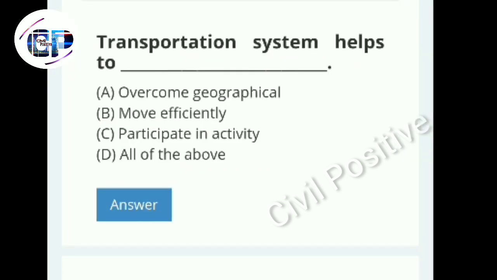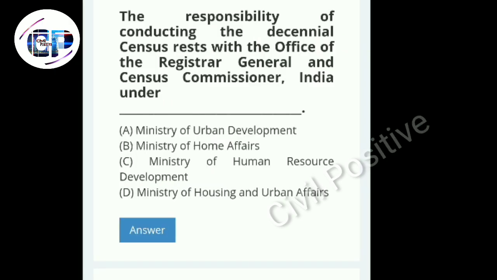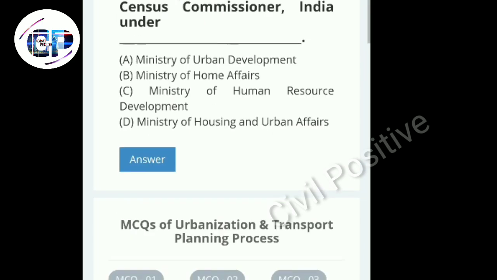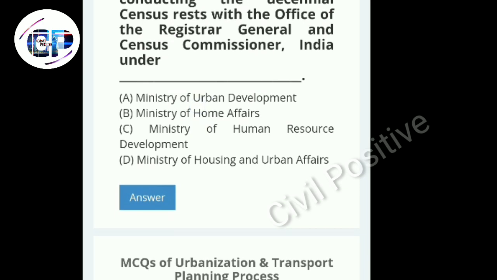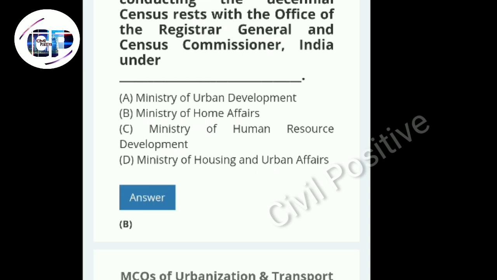Transportation system helps to dash: overcome geographical barriers, move efficiently, participate in activity, all of the above. Answer D, all of the above. The responsibility of conducting the decennial census rests with the office of the Registrar General and Census Commissioner of India under: Ministry of Urban Development, Ministry of Home Affairs, Ministry of Human Resource Development, Ministry of Housing and Urban Affairs. Answer B, Ministry of Home Affairs.